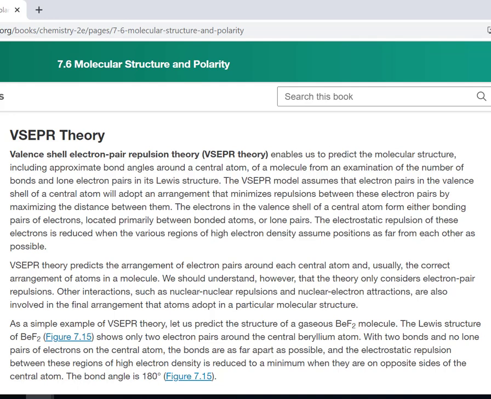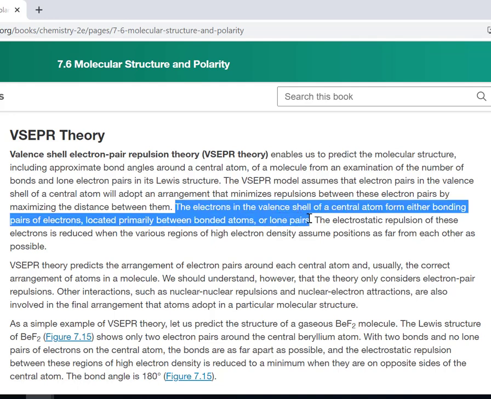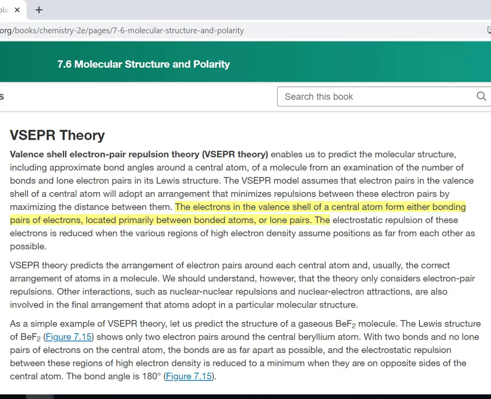A couple of things I want to highlight here as we talk about this. When we talk about these electron pairs, it could be any of these things that we're highlighting here. They could be bonding pairs of electrons or lone pairs of electrons. Those bonding pairs could be in either single, double, or triple bonds. So in terms of predicting the shape, we treat double bonds, triple bonds, and single bonds as being essentially the same thing, as a place where there are electrons.